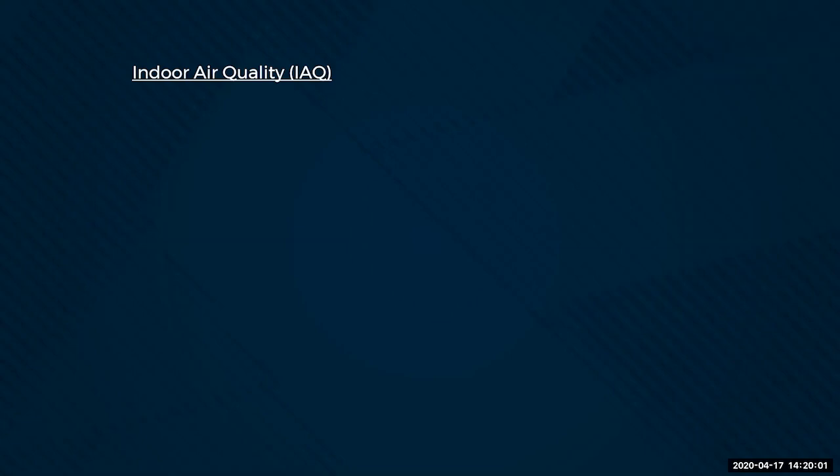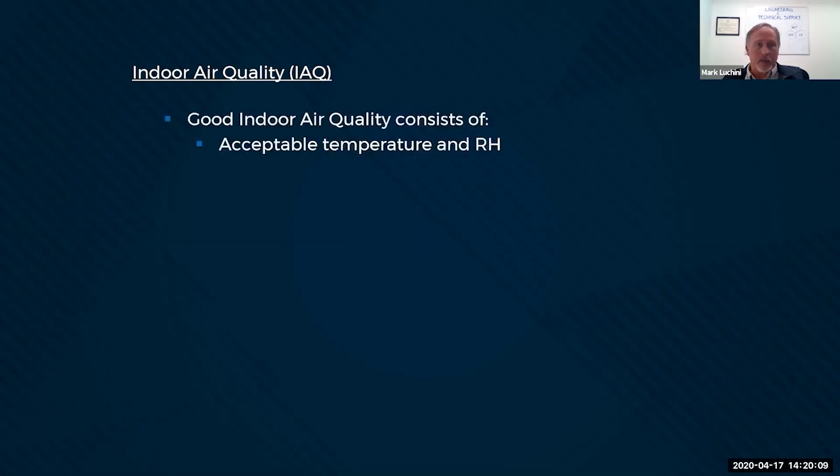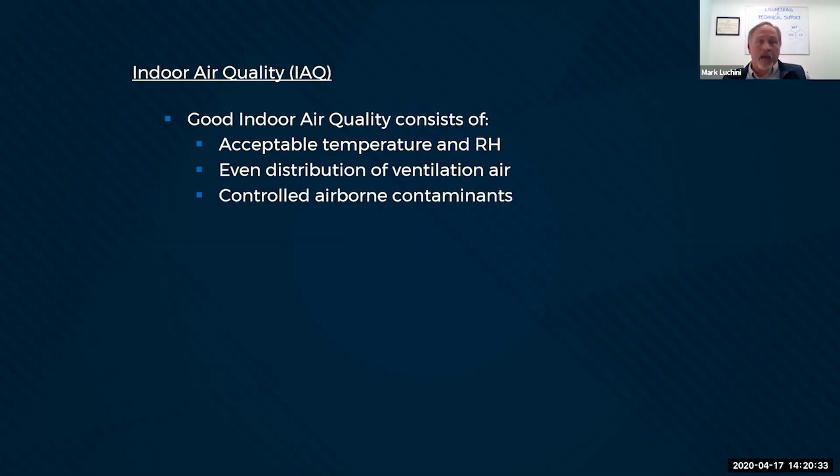All right. So we're going to finish up with a quick discussion on indoor air quality. So what is good indoor air quality? Certain things apply. You need to have acceptable temperature and humidity. We need even distribution of ventilation air. One of the biggest complaints we get from office workers is drafts, people feeling drafty. We obviously want to control the airborne contaminants, dust, pollen, you name it.